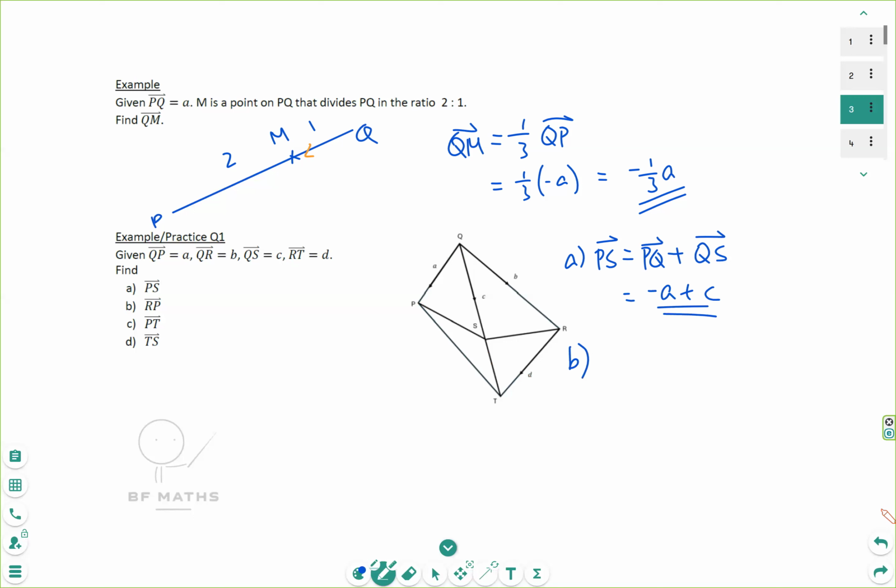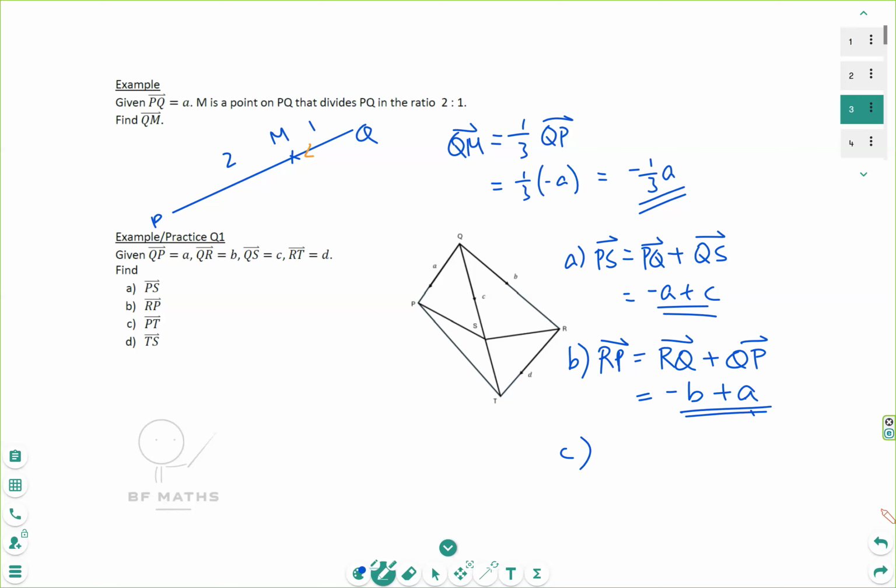Part b, RP. So R is here, P is there. We can go this way, R to T, T to P. However, we realize TP is missing. So probably the easier way is R to Q, then Q to P. So R to Q plus Q to P. R to Q is negative b, Q to P is a. So minus b plus a.